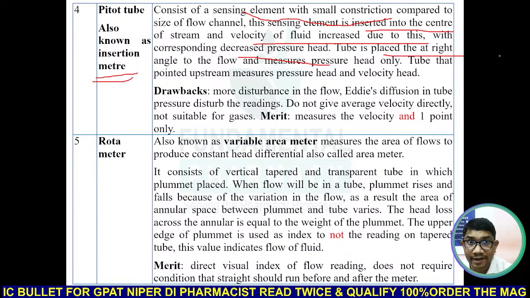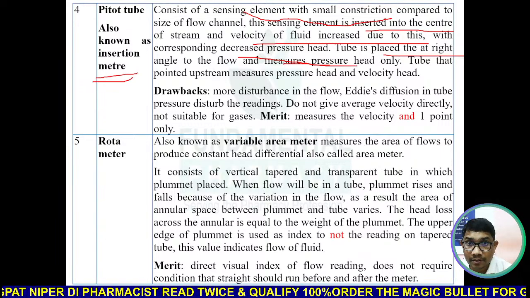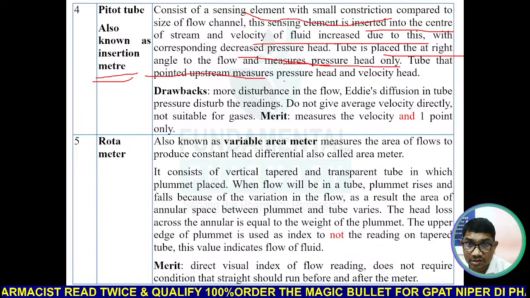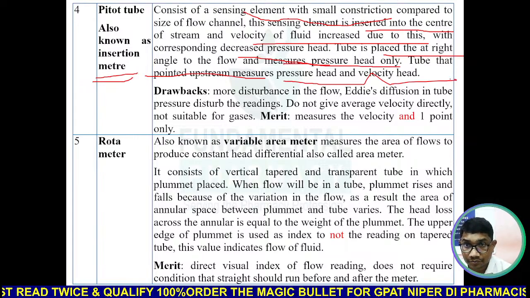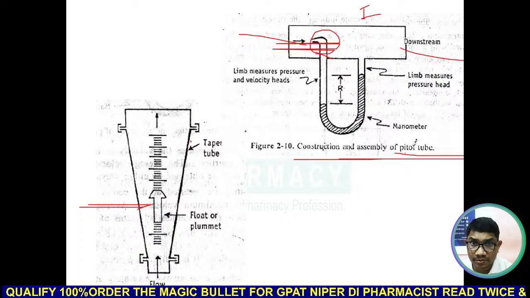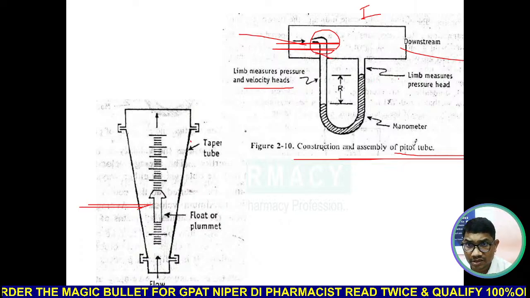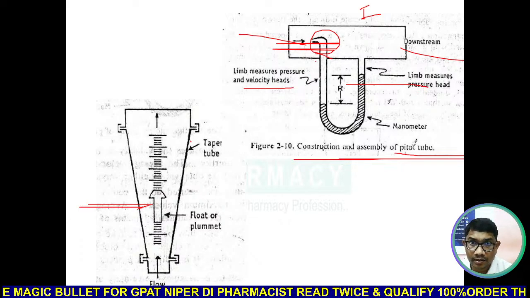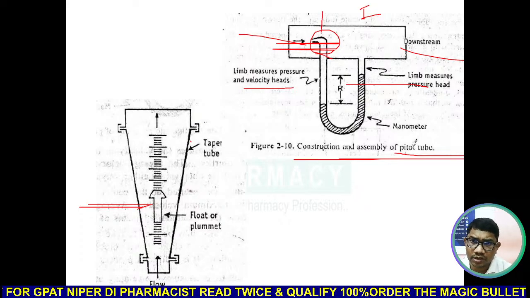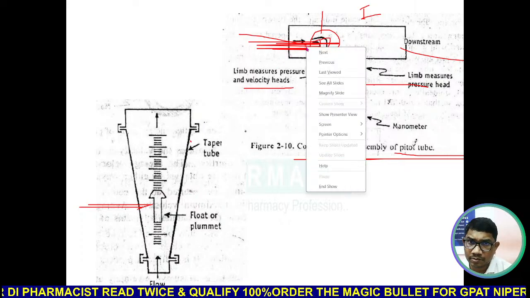The tube is placed at a right angle to the flow of fluid. Now it measures the pressure head only. The tube pointed upstream measures the pressure and velocity, meaning this measures the pressure head and velocity head. This measures the pressure head only. This tube is inserted in the pipe, so it has some sensing element.